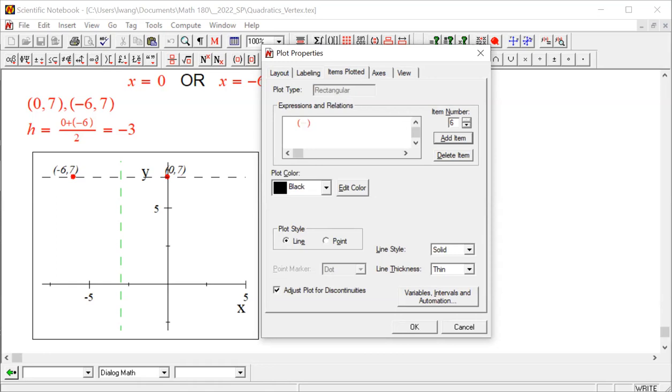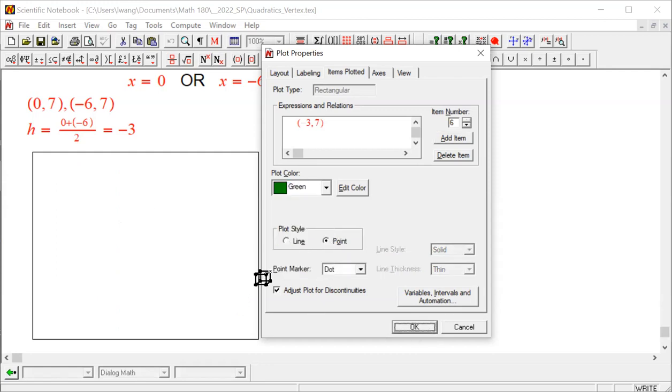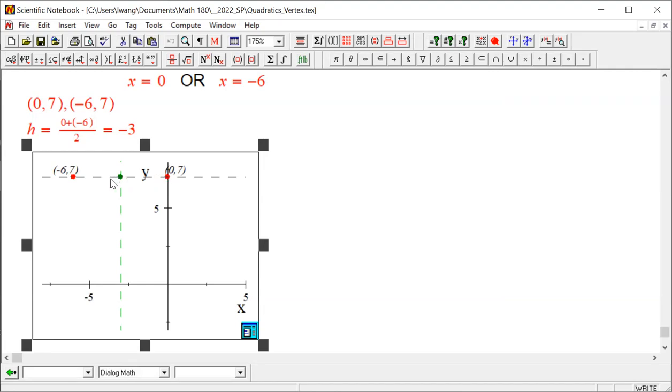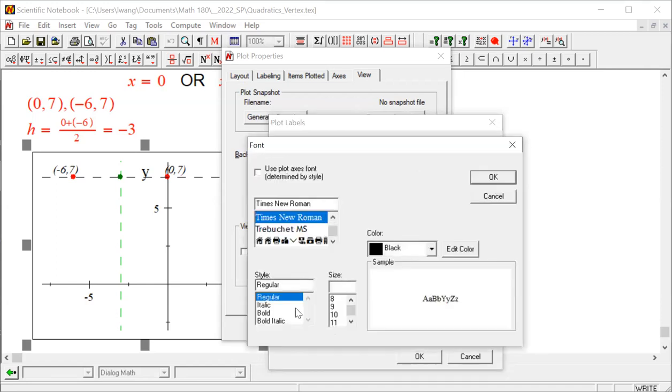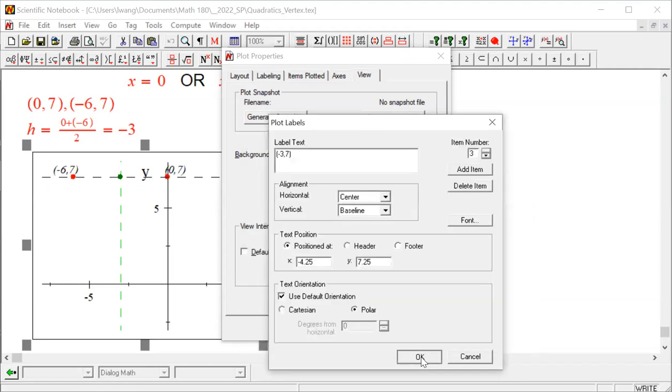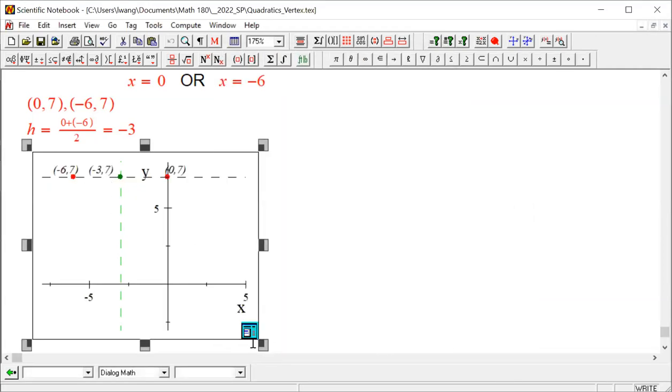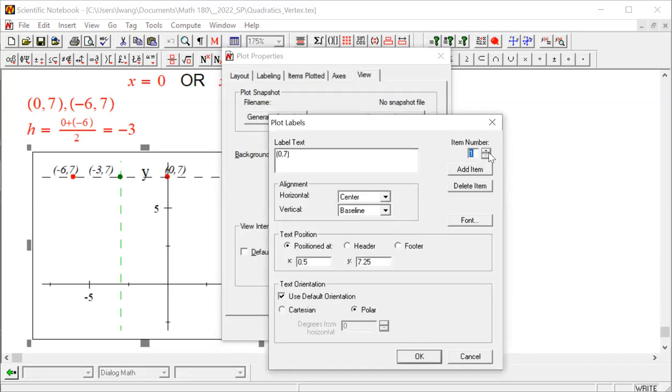So it's -3, 7. I'm going to use the green dot just to show that this point is not on the curve, but it's on the line of symmetry. If we mark that point, you will see better. So -3, 7. Here I'm going to put negative, and here 7.5, just to mark the point properly so you can see well.